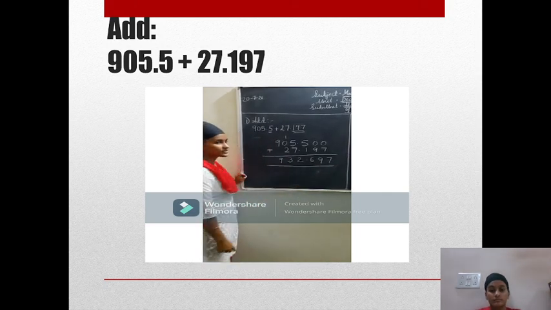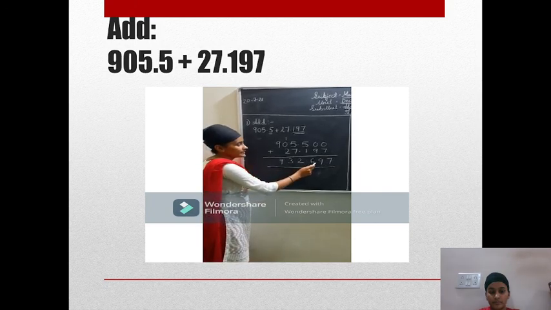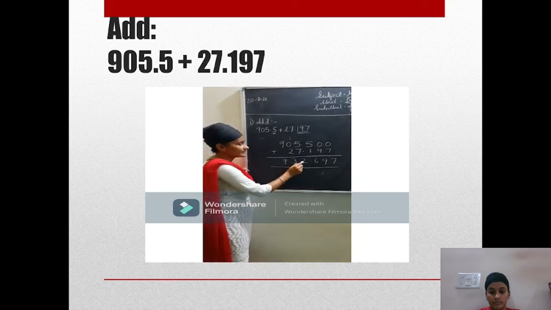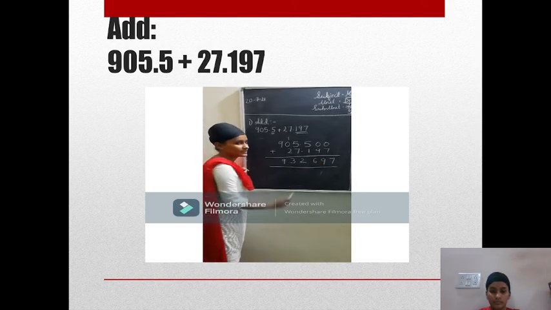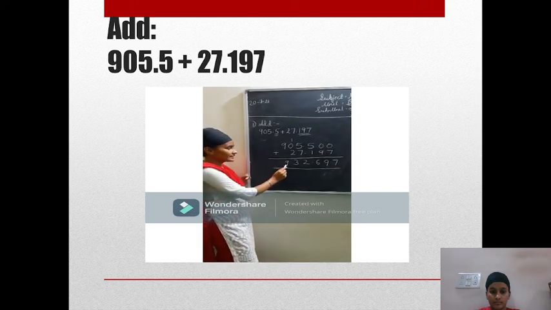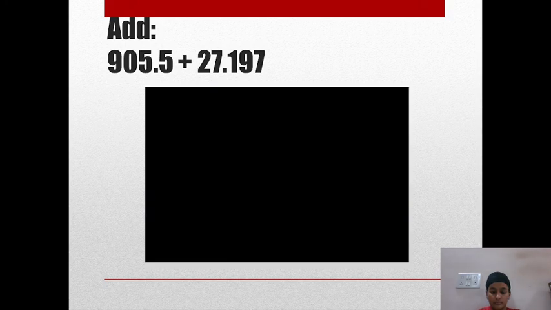Okay, so what is your answer? Can you tell me? Is it 932.997? No, it is 932.697. Okay, this is the way you will read the fraction. So what is your answer? 932.697. Okay.